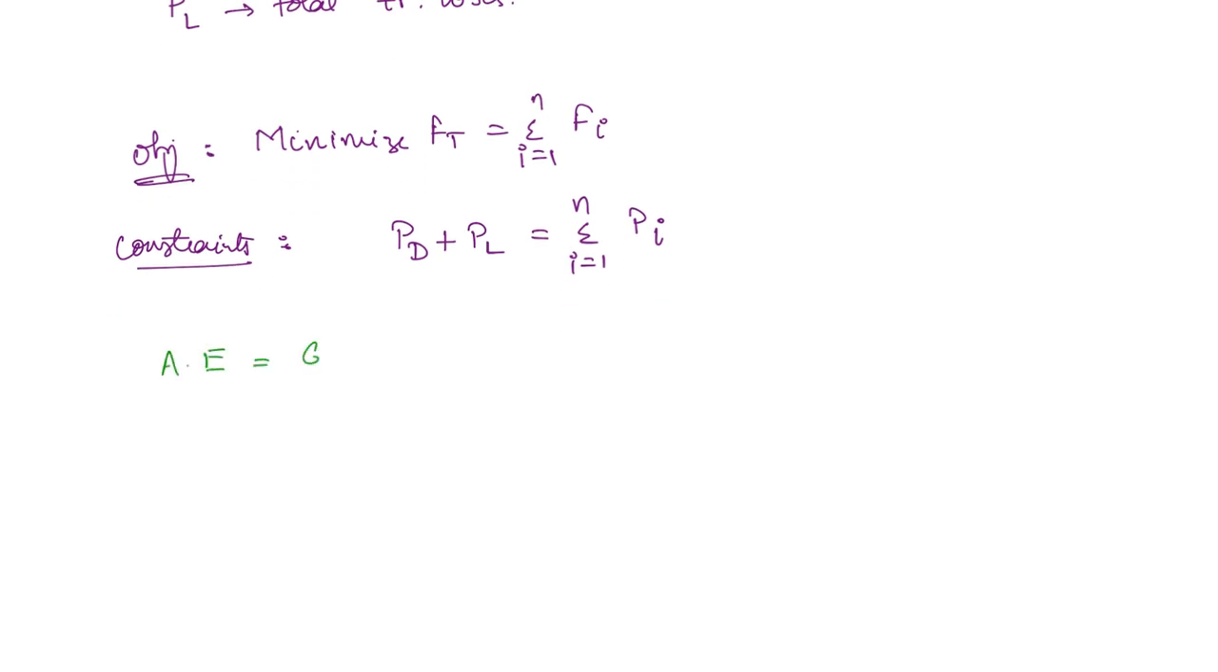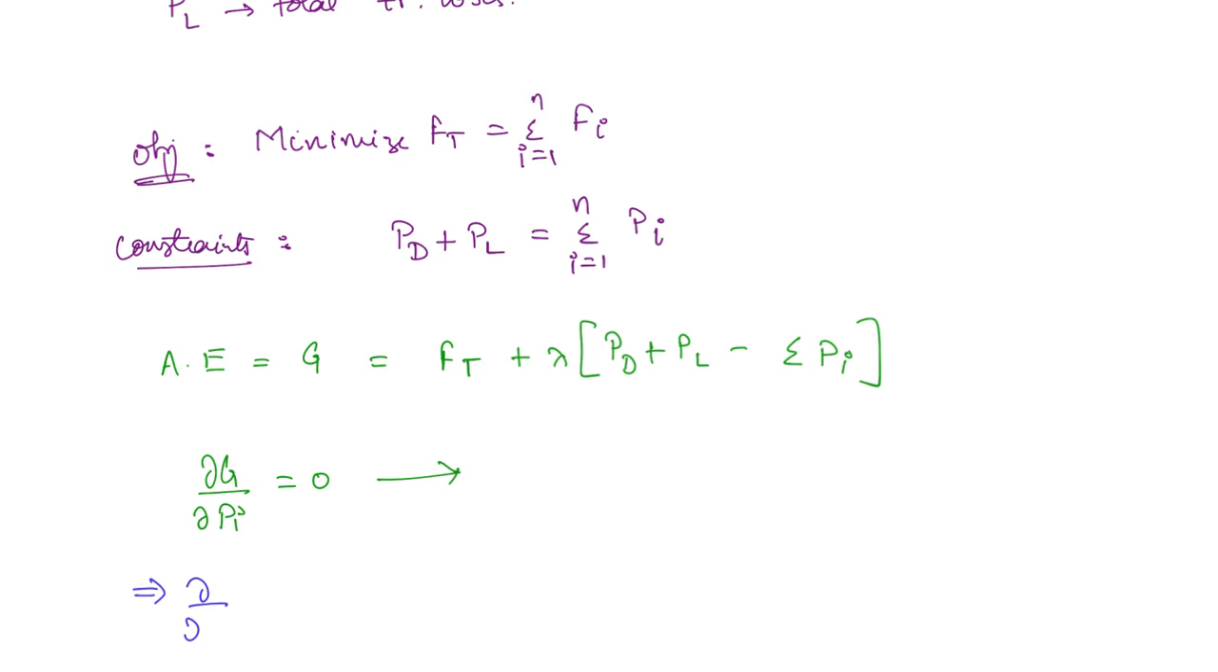Now in the same procedure, what is the auxiliary equation? If you take this as some function, say g, this is equal to the objective function Ft plus lambda times the constraint equation, that is PD plus PL minus sigma Pi. Once again, dou g by dou Pi is equal to 0. This will give you the condition for optimal operation. So what are you going to get here? Dou by dou Pi of Ft plus lambda times (PD plus PL minus sigma Pi) is equal to 0.